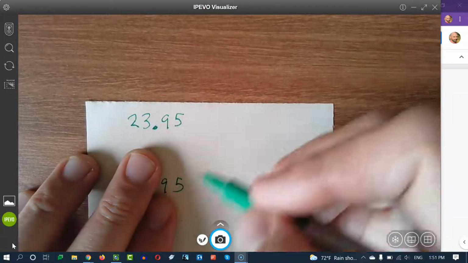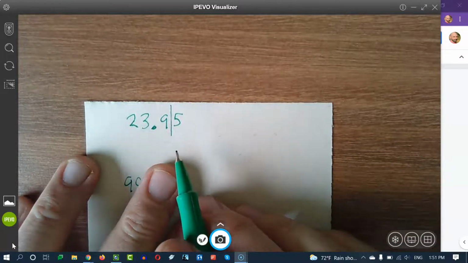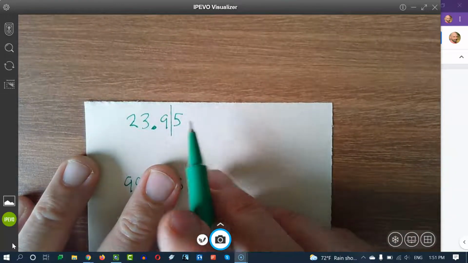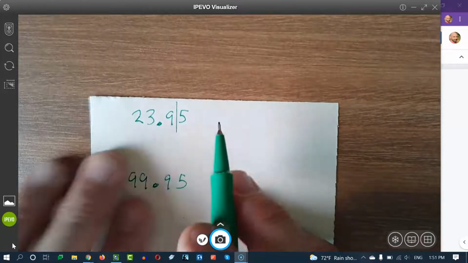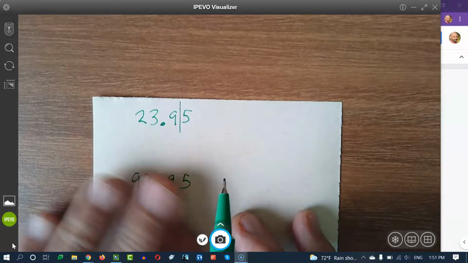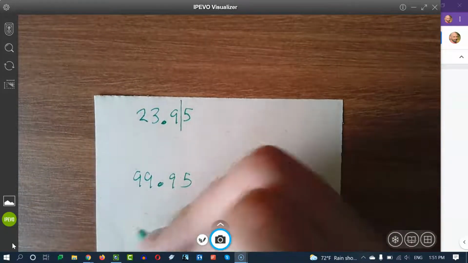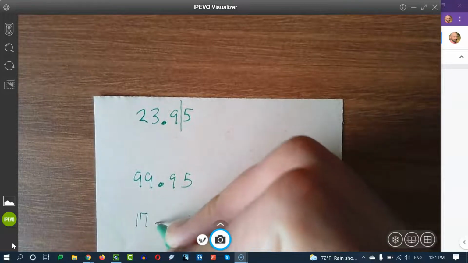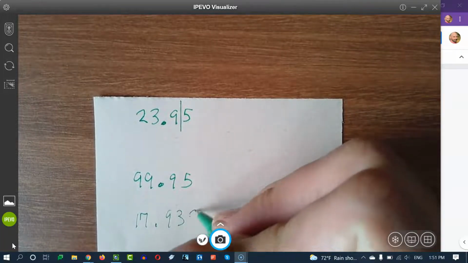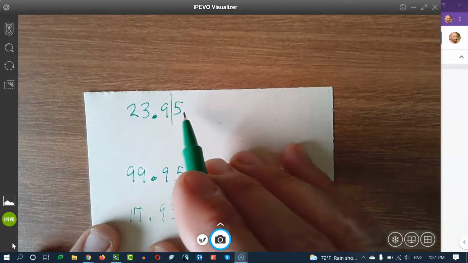If I'm rounding to tenths, I can use that same strategy where here's my tenths, and I draw my line, and now I'm looking at the number next door. That's a 5, so I'm going to round up. All these examples I'm just rounding up, because when you round down, you would just leave it as a 9. Well, maybe I should have another one. Let's do that. I'll add another one. I'll do 17.932 or something.